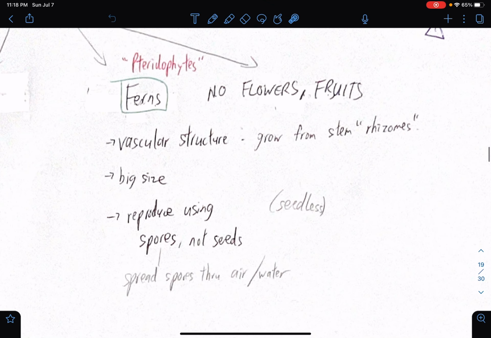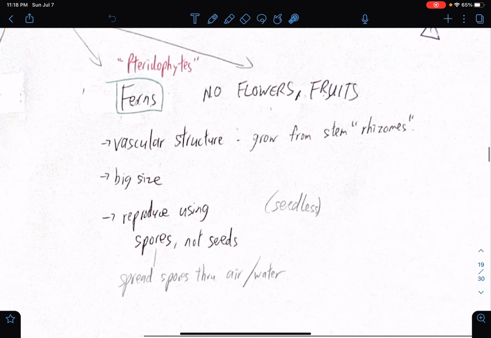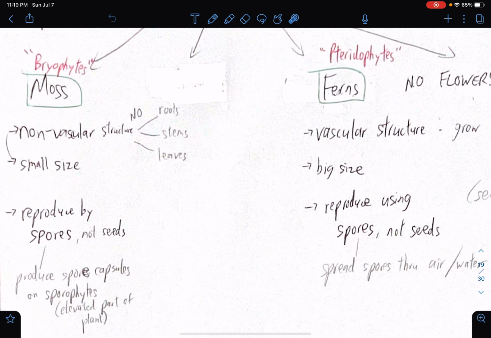Okay, so ferns. In other words, they're called pteridophytes. They bear no flowers, they bear no fruits. They have a vascular structure, unlike mosses, and they are big in size, therefore. Usually, these things go along together. If a plant has a vascular structure, they're usually bigger.